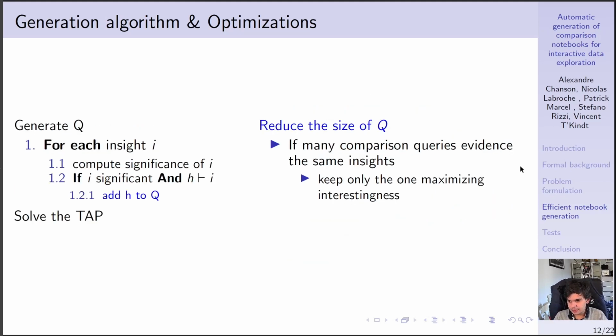Finally, since one insight can be evidenced by many comparison queries, it does not have to be supported by only one. We only keep one comparison query per insight, and we keep, obviously, the most interesting one.